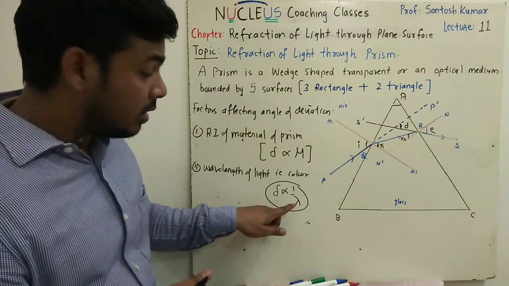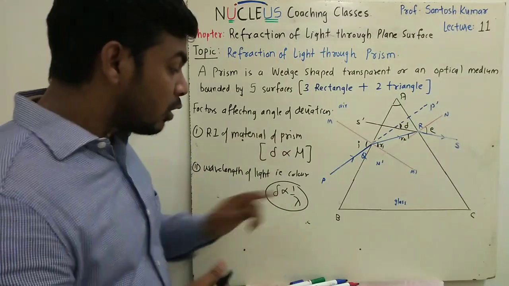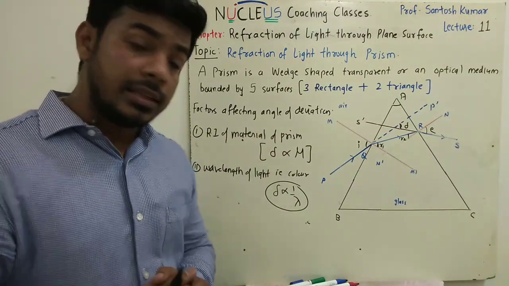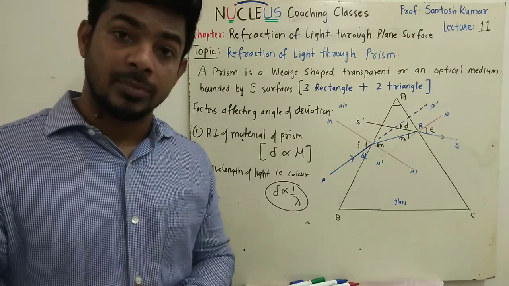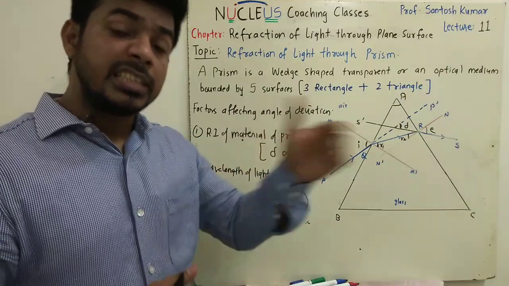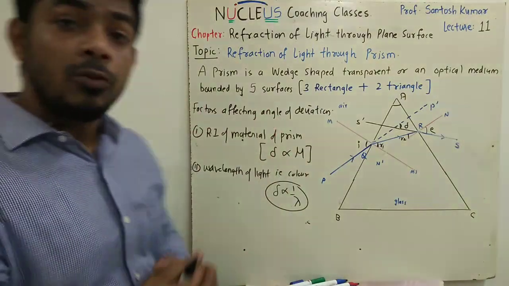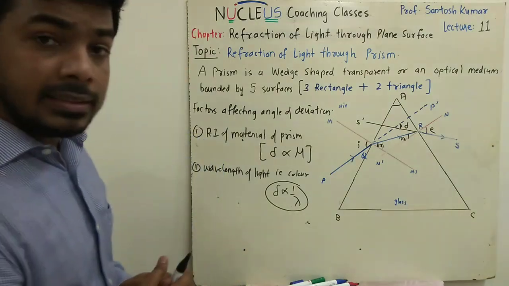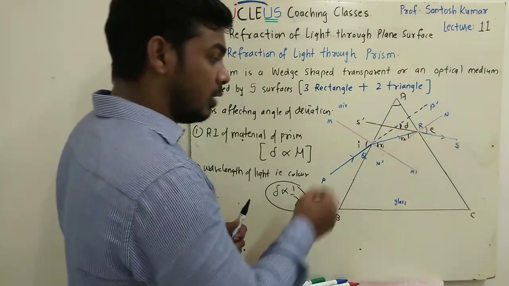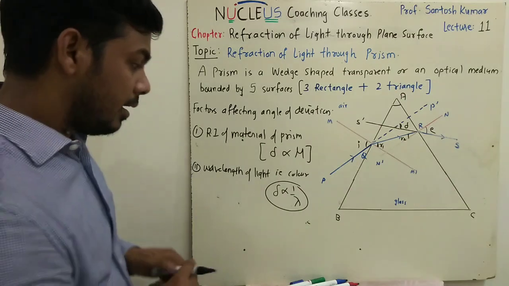So for red color, wavelength is maximum, so deviation will be least. Whereas for violet color, the wavelength is least, so the deviation will be maximum. We will learn this in the next chapter called spectrum, where we learn the dispersion of white light, right? In that section I will tell you how the ray gets diffracted by different angles.